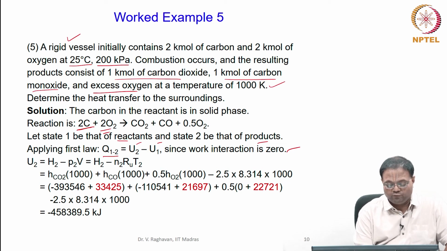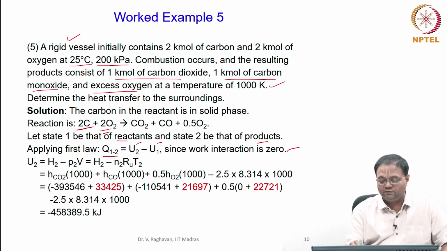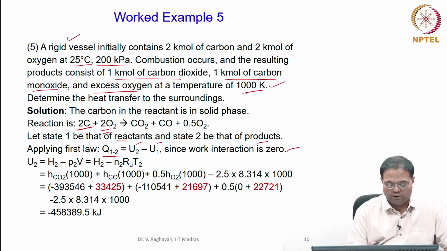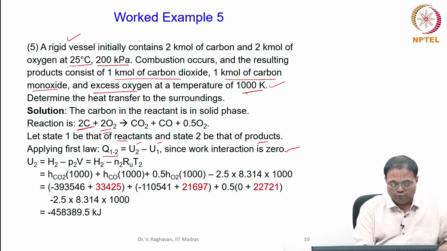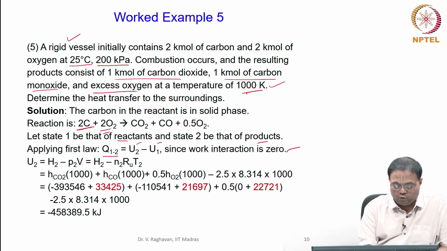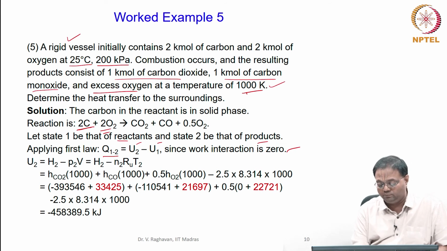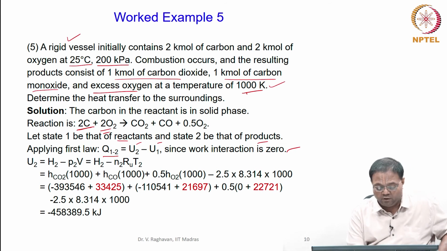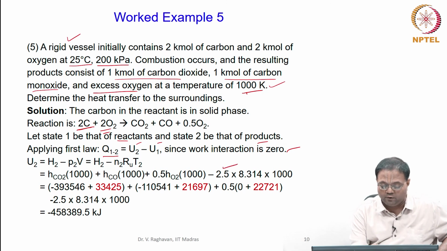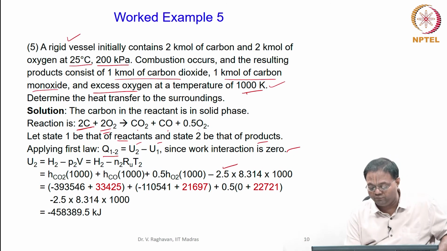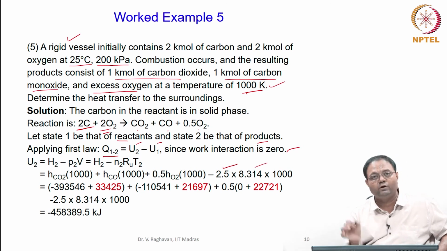N2 is the number of moles of product, and T2 is the temperature, which is given as 1000 Kelvin. So, H2 you have to evaluate for this mixture at 1000 Kelvin. That is 1 mole of CO2, HCO2 at 1000, HCO at 1000 and 0.5 H O2 at 1000, minus N Ru T2. Here N is 2.5, that is 1 kilomole of CO2, 1 kilomole of CO and 0.5 kilomole of O2. So, 2.5 into Ru, which is 8.314 kilojoule per kilomole Kelvin, and 1000 Kelvin.